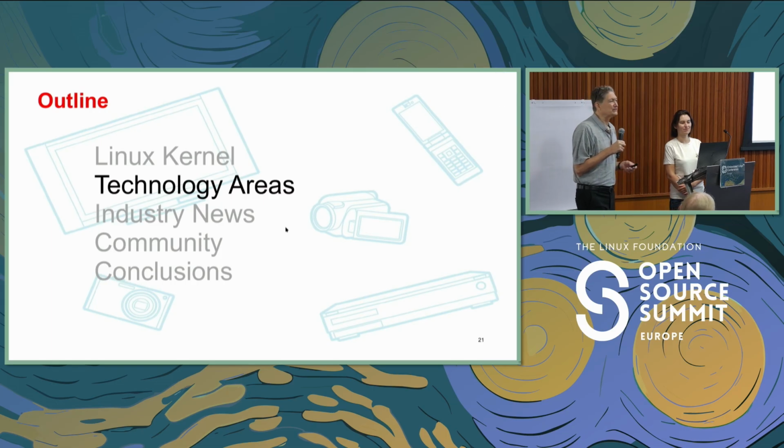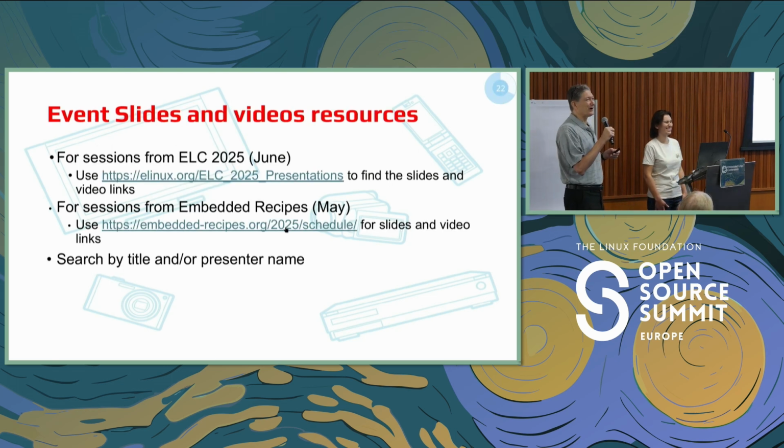So now is my turn to go through and do a blast through technology areas. How are we doing on time? 15. Oh, okay. We're already running over.